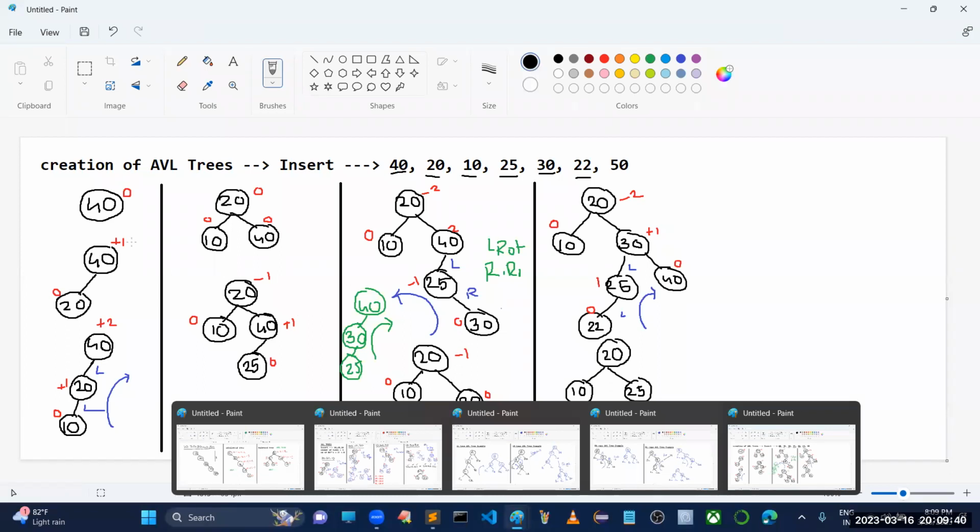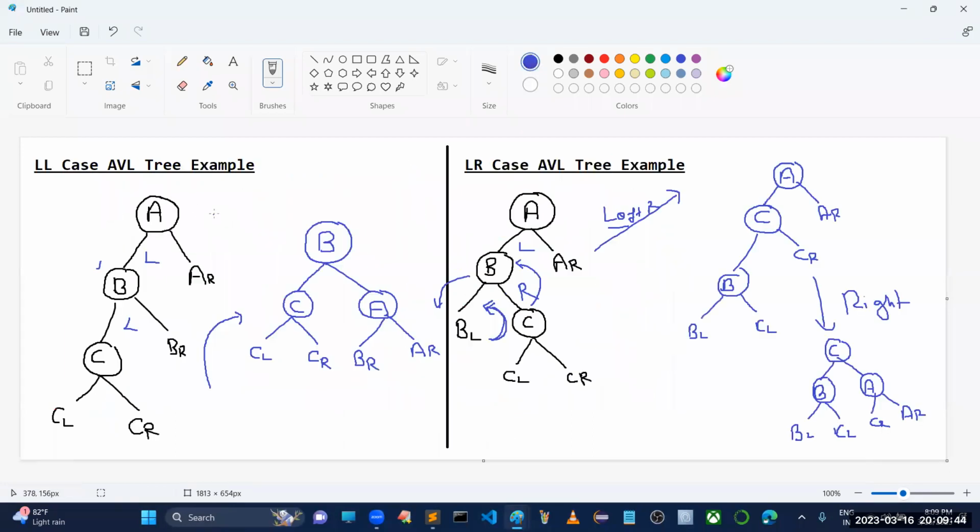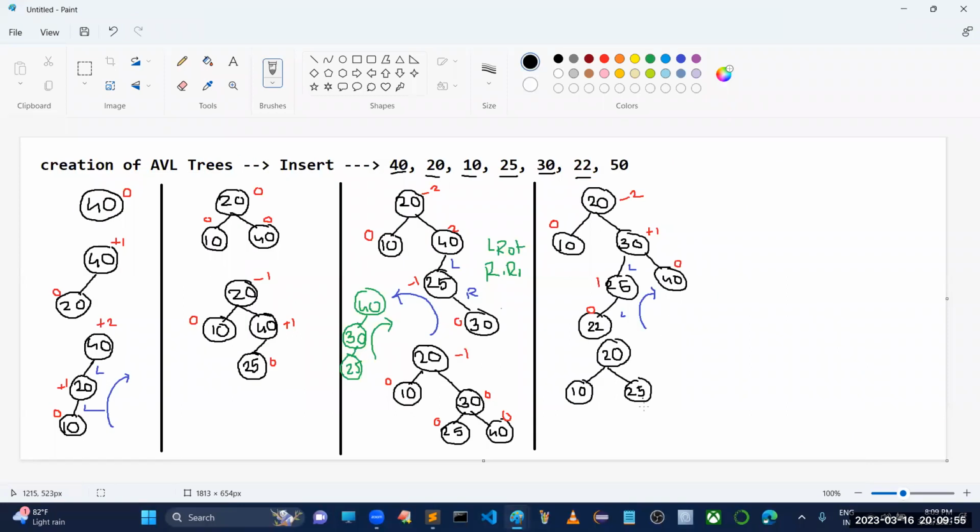Yeah, in this case, if you see, here we have 30, 25, 22. 30, 25, 22 is there, and unfortunately this 40 is there. In this case, which should become the root node? B. 25 should become the root node. 25 came as the root node.